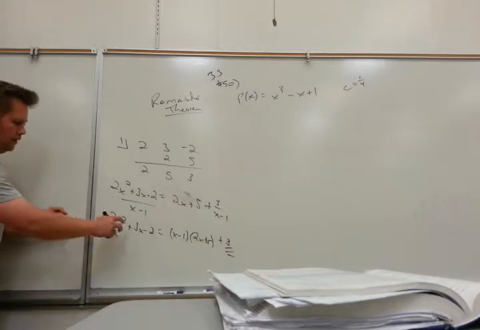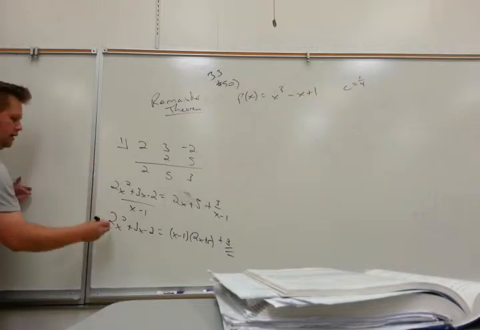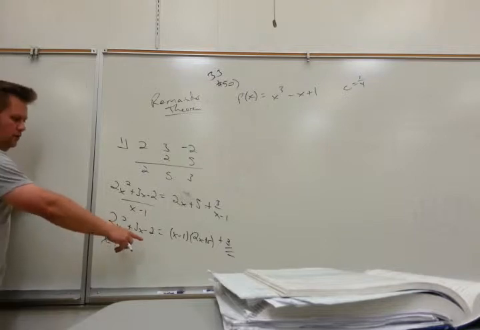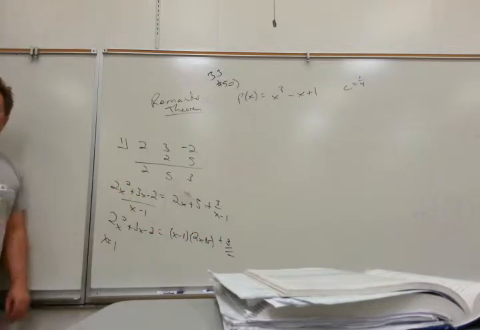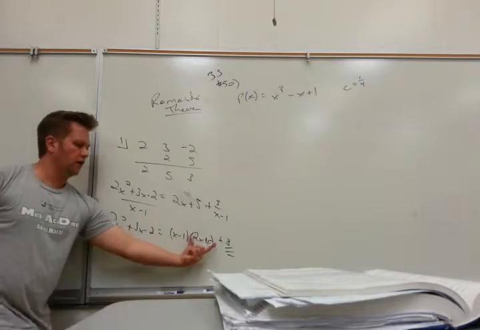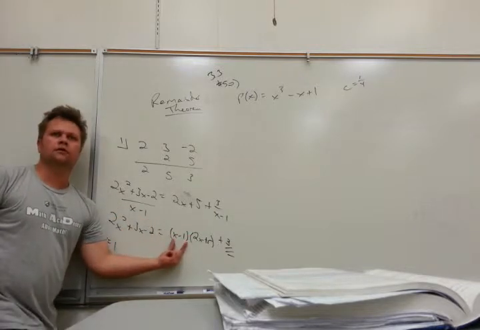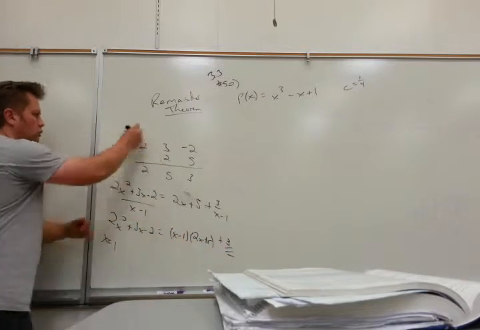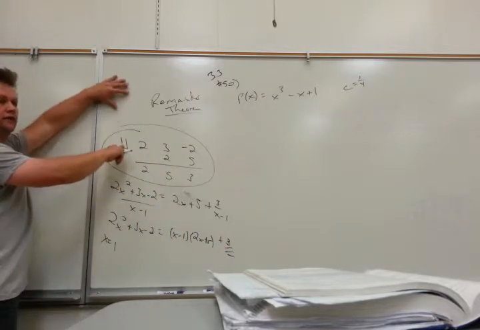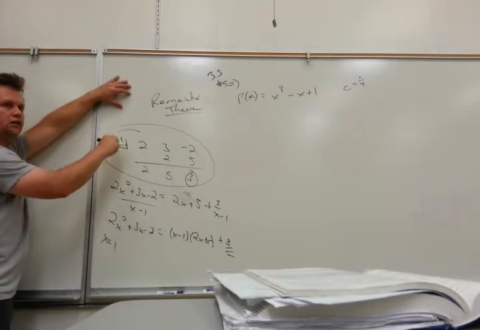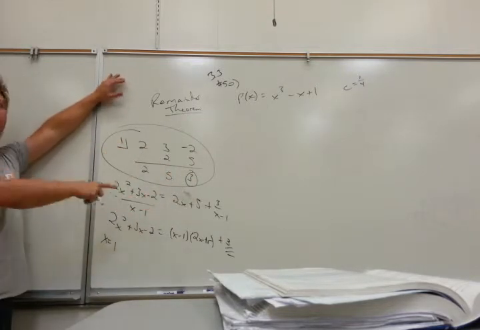So when I plug a 1 into this, it's the same as plugging a 1 into this, of course, right? Because that is that. But when I plug a 1 into this, what happens to this piece? It goes to 0, so you're left with 3. So the shortcut says when you synthetically divide by something, the remainder is what you would get if you plug that into the function itself, and that's y.